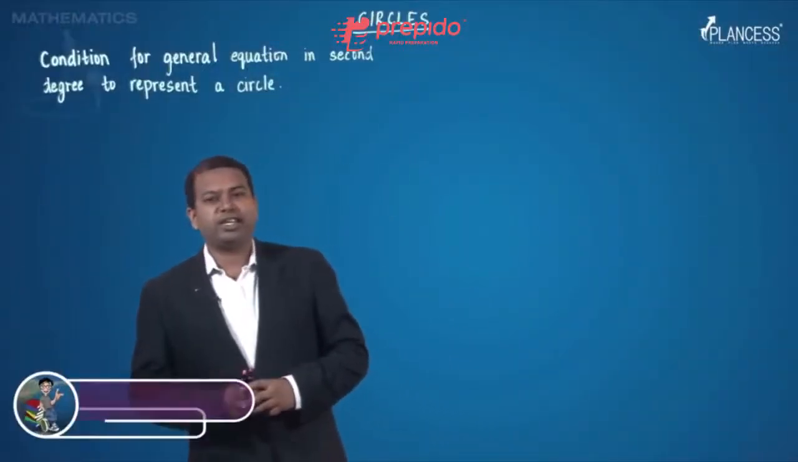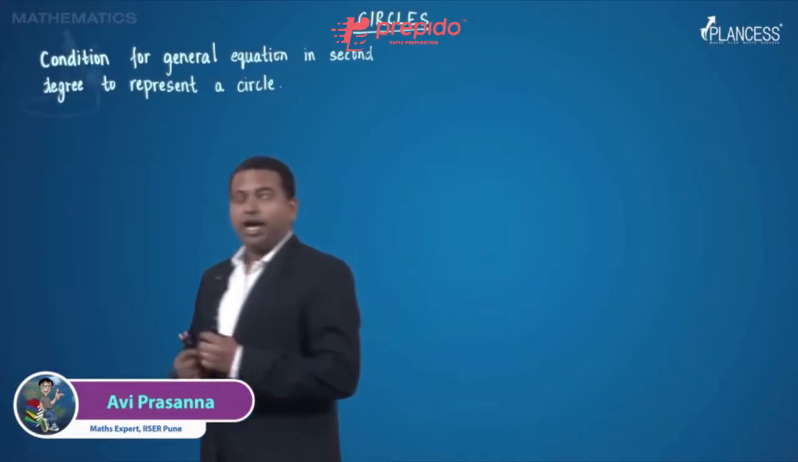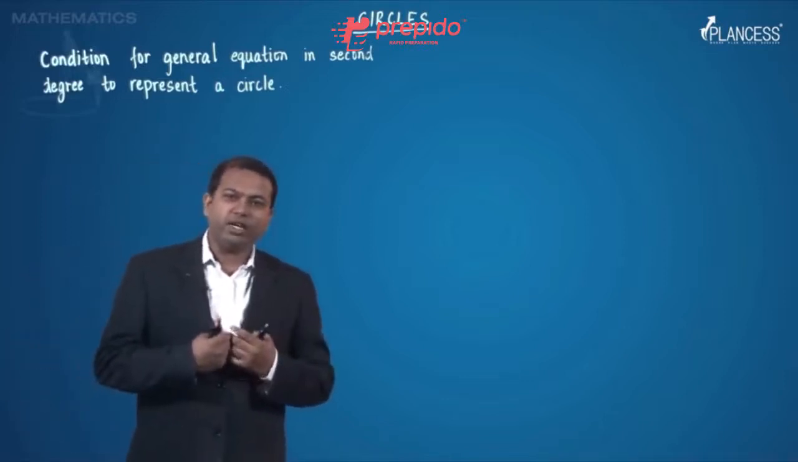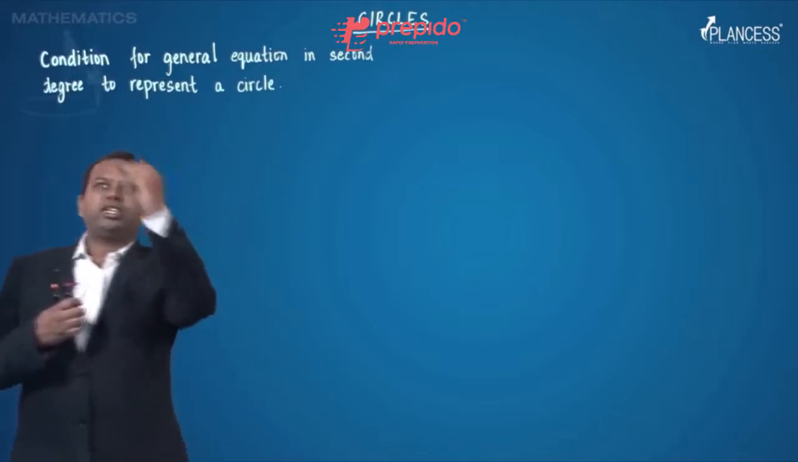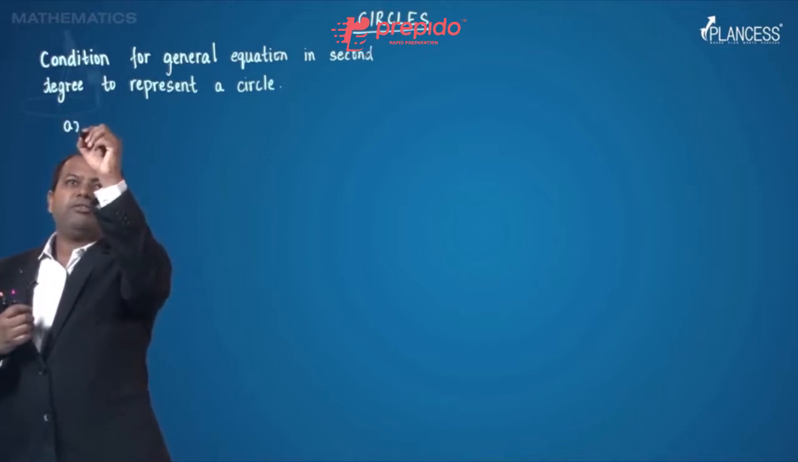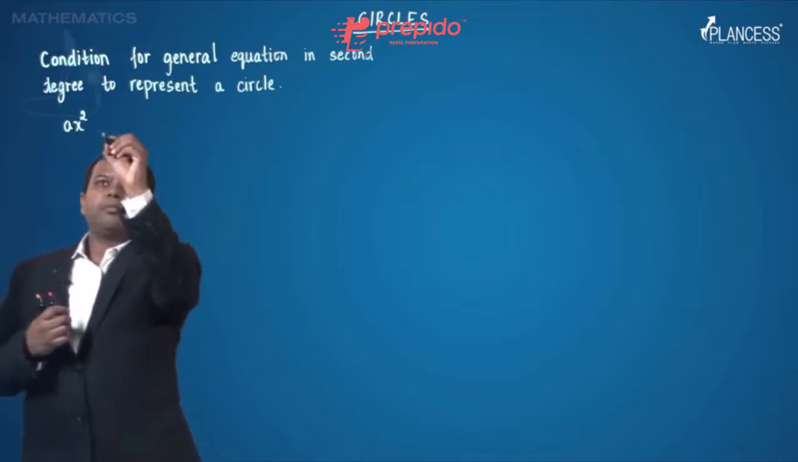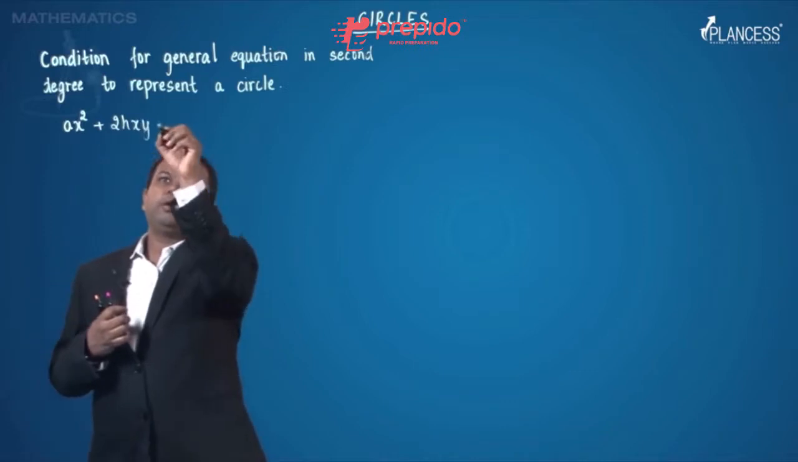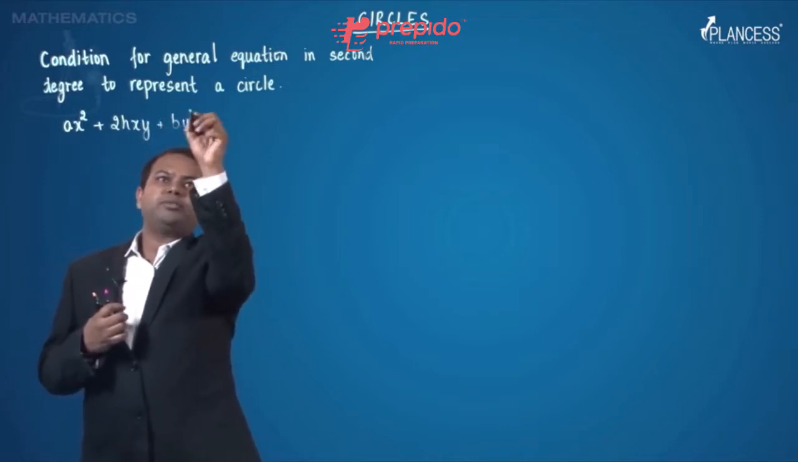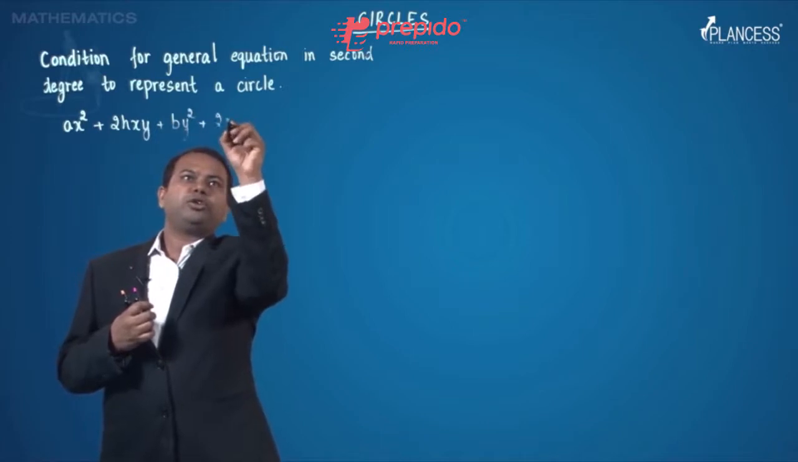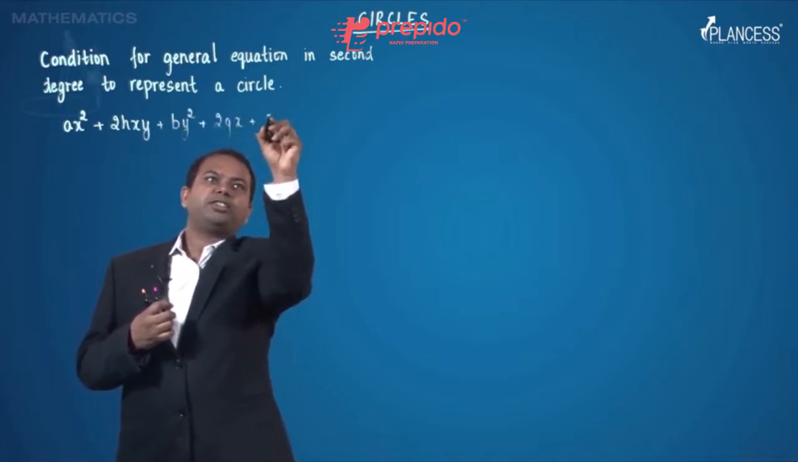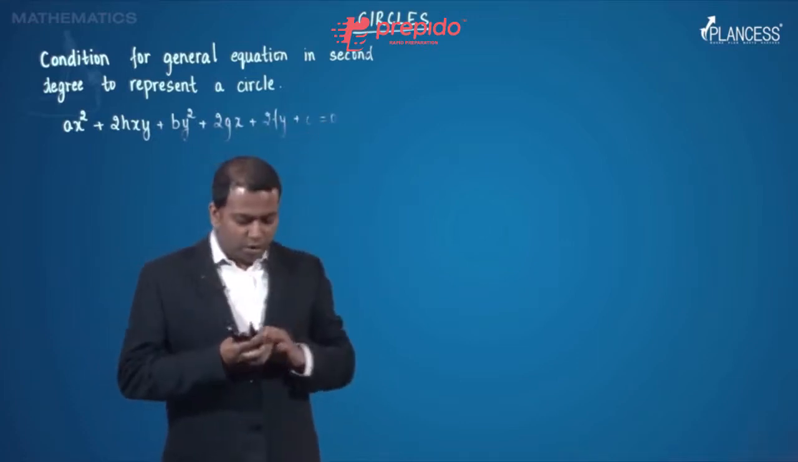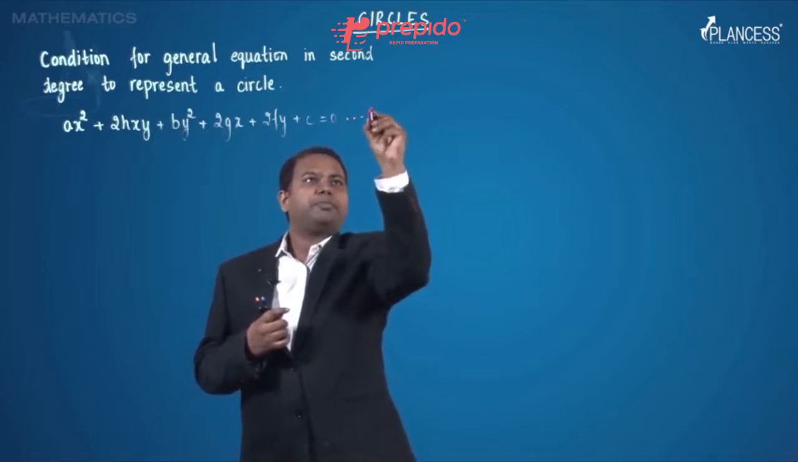Condition for a general equation in second degree to represent a circle. Now, the first question that comes to our mind is, how would a general equation in second degree look like? So, the general equation of second degree will have terms like ax square plus 2hxy plus by square plus 2gx plus 2fy plus c equal to 0. Now, let us call this our equation number 1.